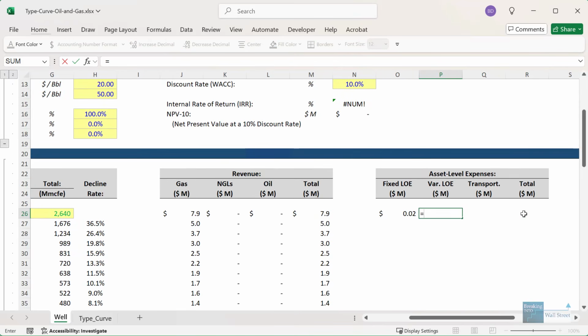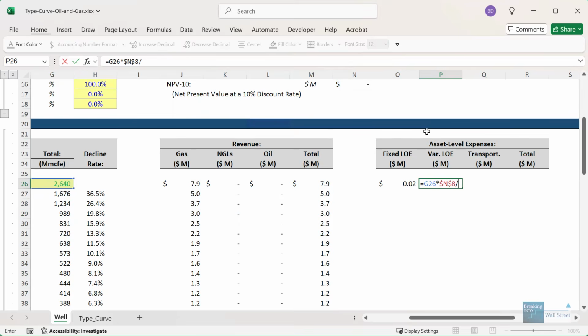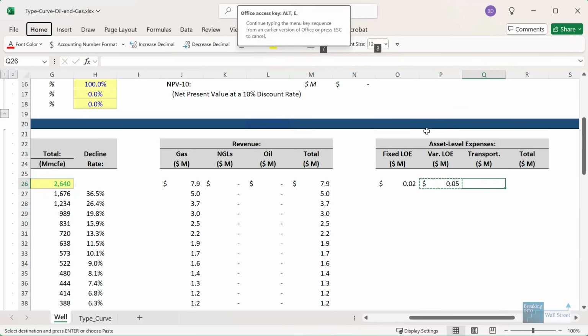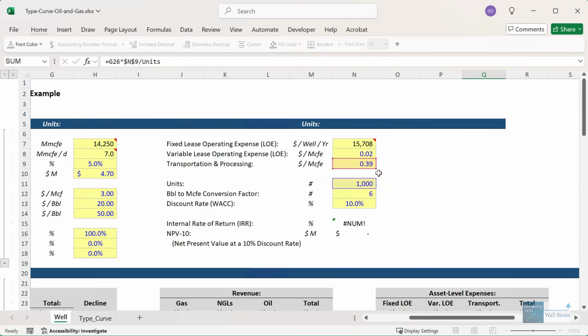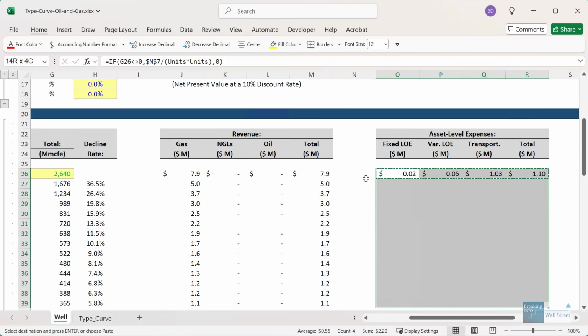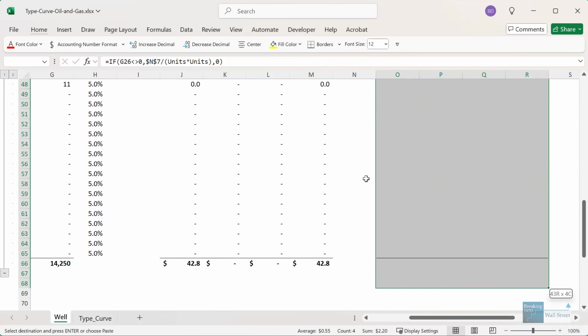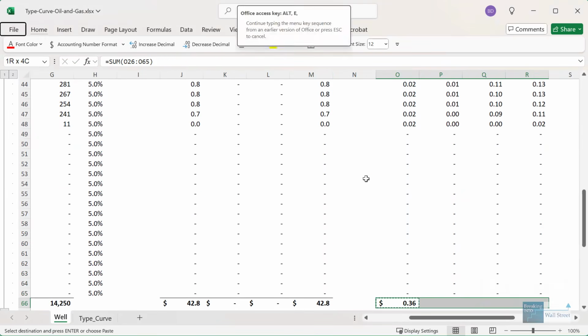Now for the variable lease operating expense, we need to take the production right here and then multiply by our assumption right up here. We run into a problem with the units again, so I will divide by units. And then for the transportation, it is largely the same idea, except here, we're still linking to the production, but now I'm going to go one row below to get our transportation and processing right there. We can sum these up, and then we can copy these down. And I can sum up all of these to get our total expenses.